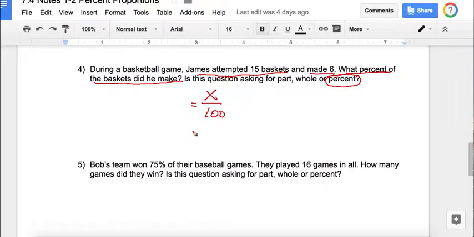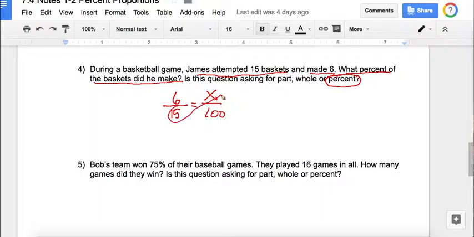And now, James attempted 15 baskets and made 6. So if he attempted 15, is that part of the baskets or all of the baskets? That, of course, would be all of the baskets. And then how many he made is only part of his total shots. So 6 would be the part.